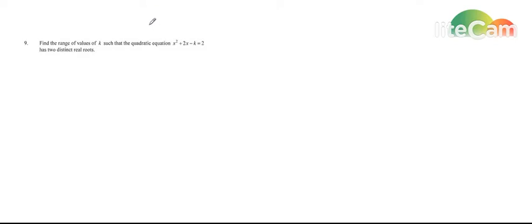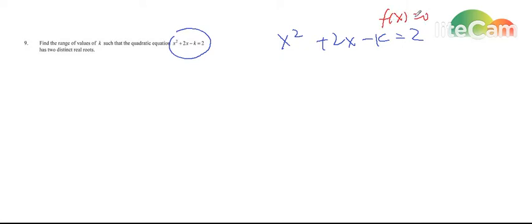And this is the questions related to the quadratic equations. And from these questions, we know that the quadratic equation is this one: x squared plus 2x minus k is equals to 2. For this equation, we need to modify because we always would like to have the function like that, f(x) is equals to 0.